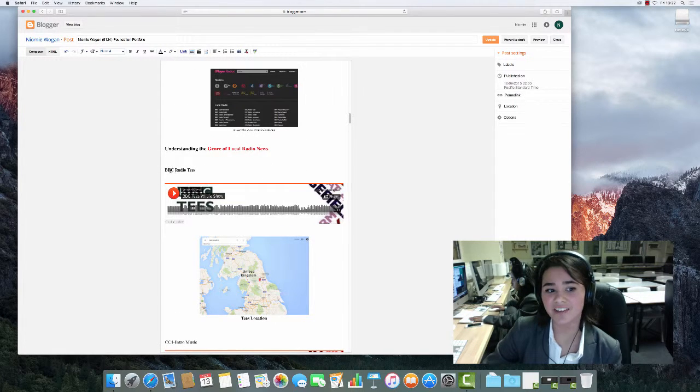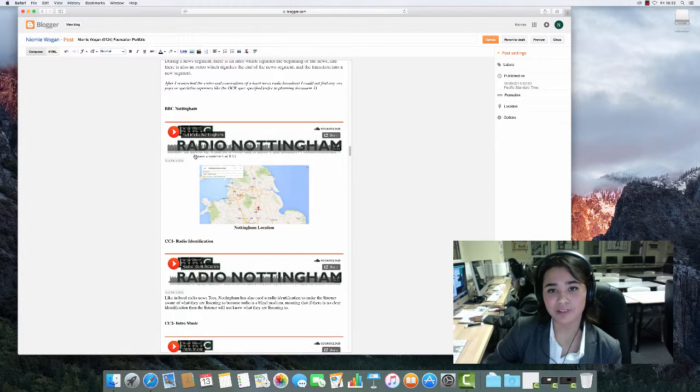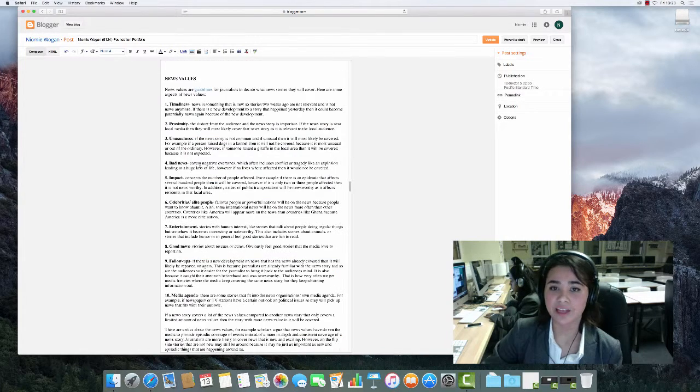This is why I have analysed both BBC Radio Tees and BBC Radio Nottingham for its codes and conventions. I have done this in order to see if the codes and conventions for one radio show, for example BBC Radio Tees, translates to the other radio show. That was one secondary research method that I have used.